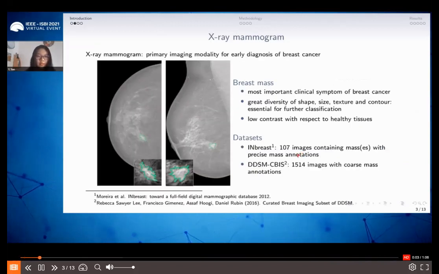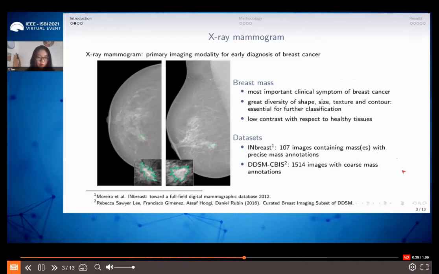In this work, we study X-ray mammograms. X-ray mammography is the main imaging modality for early diagnosis of breast cancer. Among various types of breast abnormalities, breast masses are the most important clinical symptoms of breast cancer. However, low contrast and high variance in mass characteristics such as size, shape, texture, and contour make it difficult to locate and segment masses from the native full mammograms.